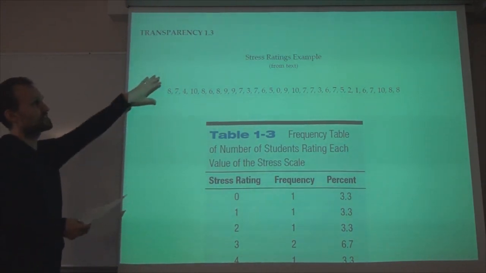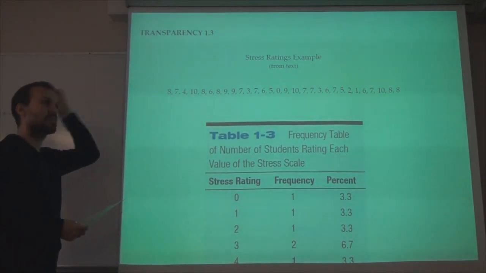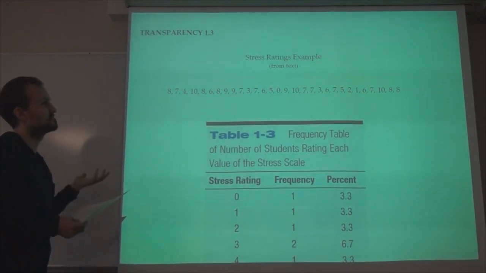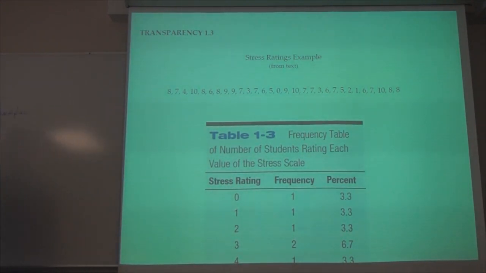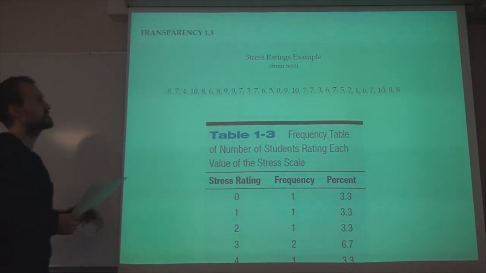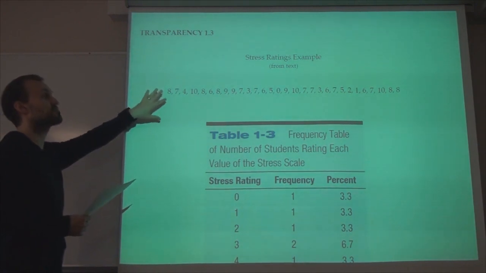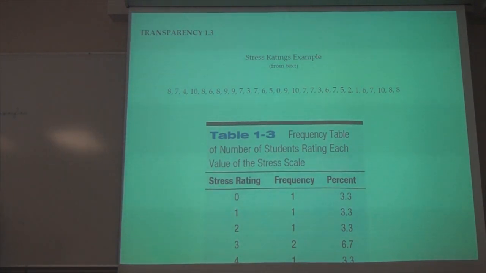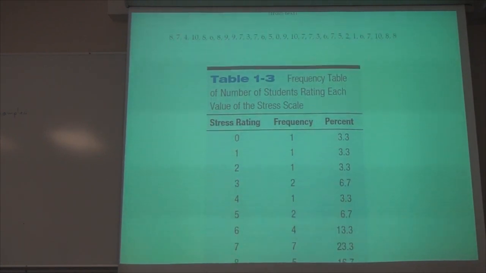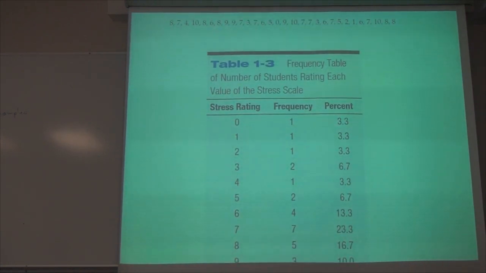If we just list the results like this, it's really hard to make any sort of sense and draw any conclusions from that long list of numbers. And 30 might not even be a very long list. We want to just organize this and present this a little better. So we can do that by way of a frequency table. I'll leave the numbers up there.